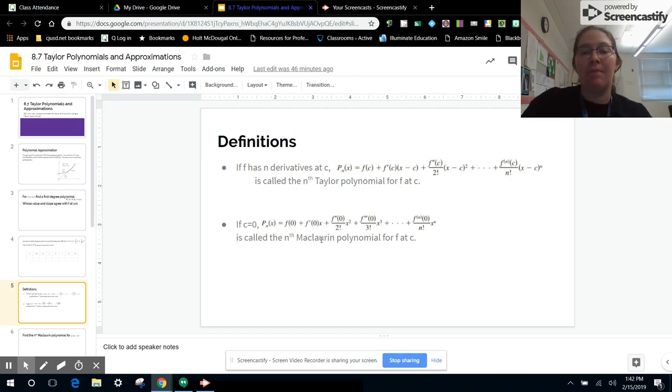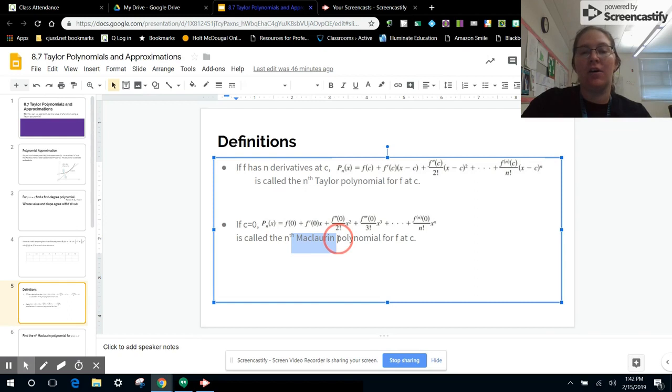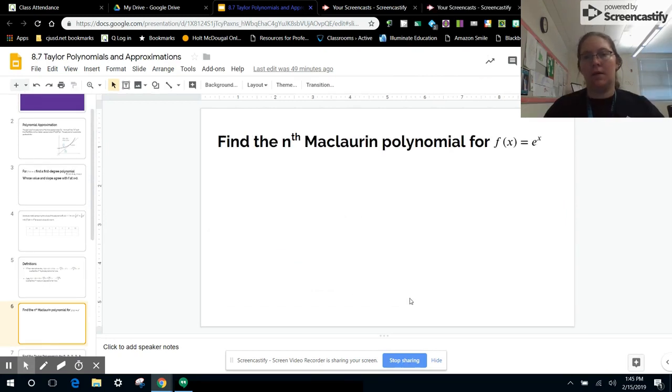Your notes had a typo. Instead of Taylor, your notes say Taylor, but it should say Maclaurin. So please adjust your notes to say Maclaurin. Now we're going to find the nth Maclaurin polynomial for f of x equals e to the x. As soon as you see the word Maclaurin, it suggests we are centered around 0.